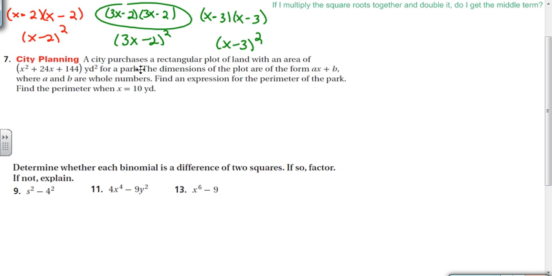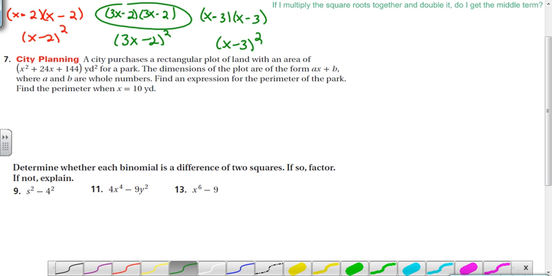Number 7, a city purchased a rectangular plot of land with an area of x squared plus 24x plus 144 square yards for a park. The dimensions of the plot are of the form ax plus b, where a and b are whole numbers. Find an expression for the perimeter of the park. Find the perimeter when x equals 10. So since this is a rectangular park, the first thing I would do is I would draw a rectangle.